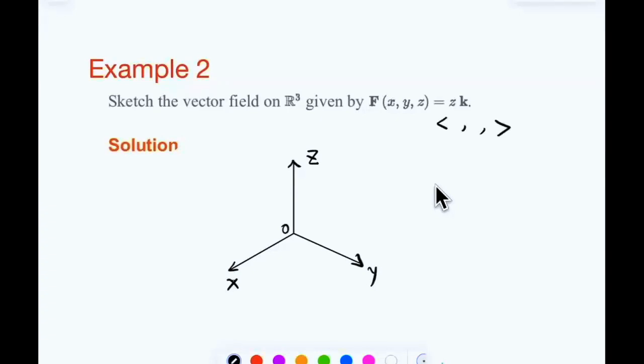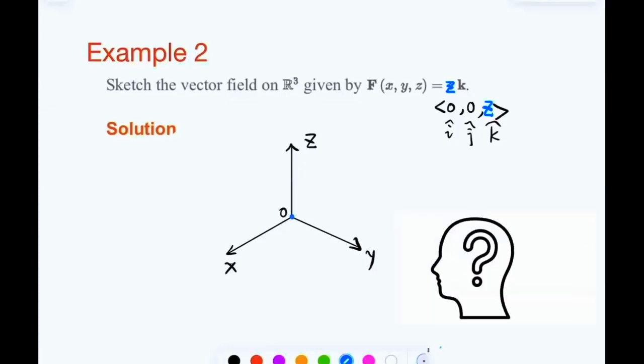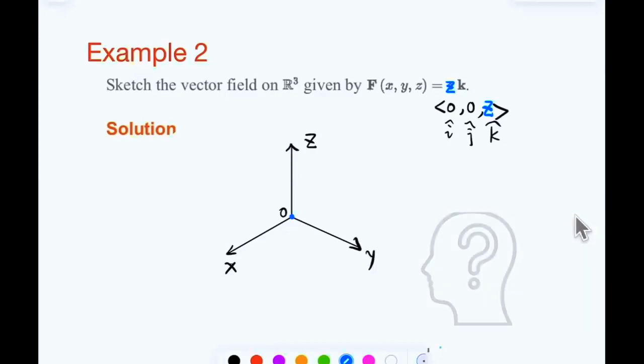The x component, along the i direction, will be 0, and the j component here is 0, and the k component will be z, right? It will be z right here because this is z. So now we can start plugging in points. What about at the center? What will be the vector associated with that? It will be 0, 0, 0, the zero vector.